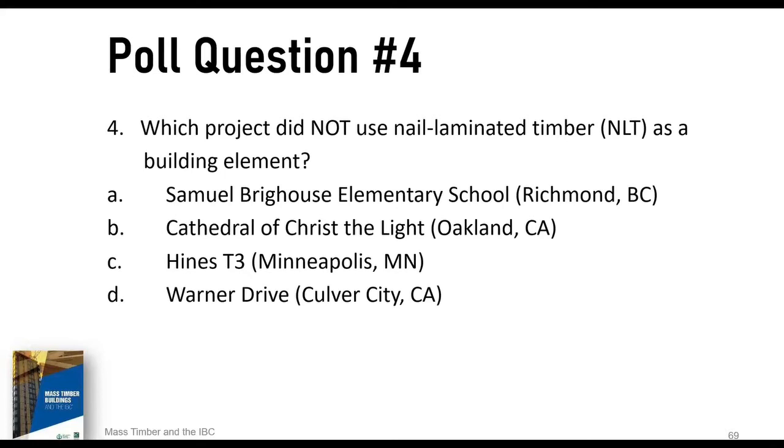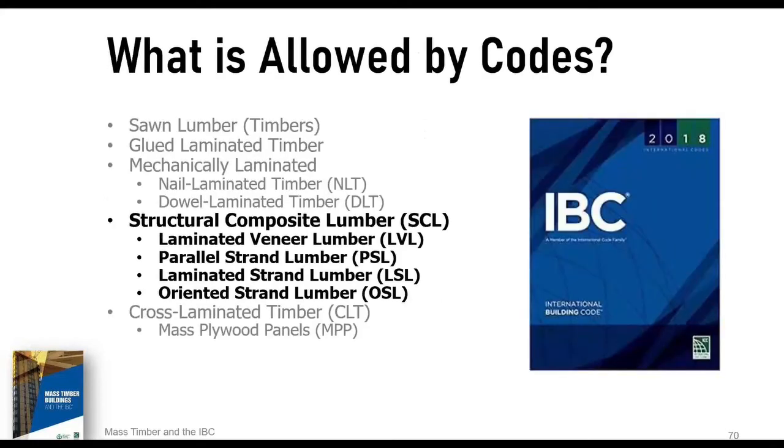Correct answer is B, the Cathedral of Christ the Light church in Oakland, California. They did not use CLT or an NLT. Next on the list of those materials that can be a fit for mass timber is structural composite lumber.